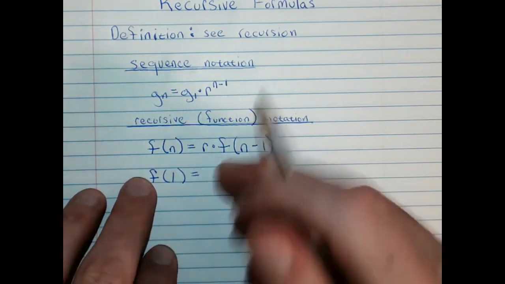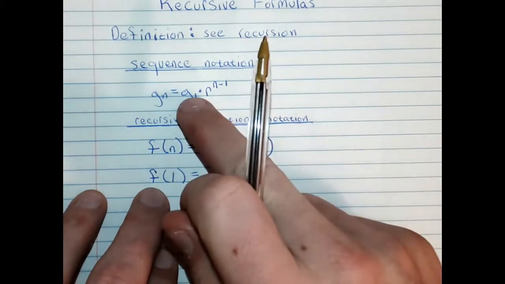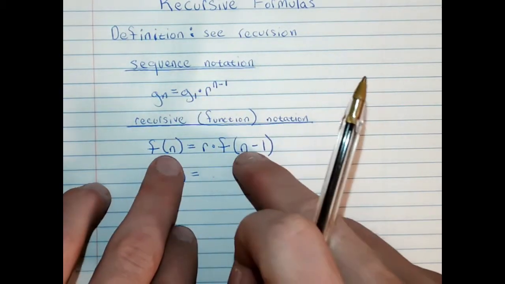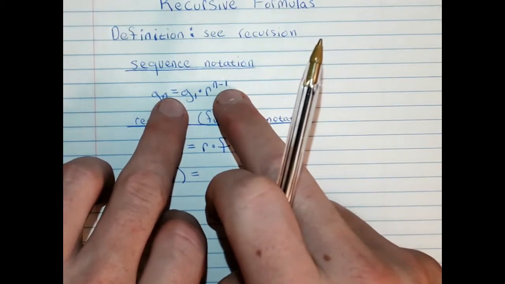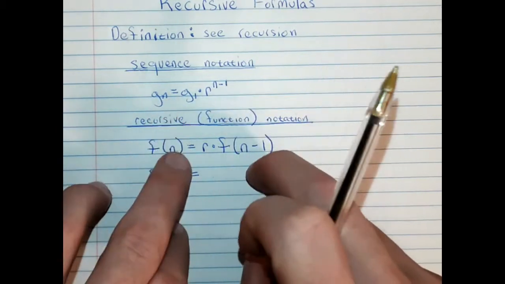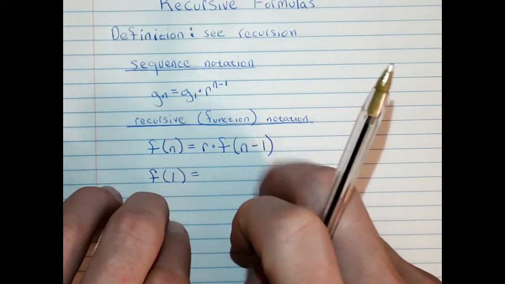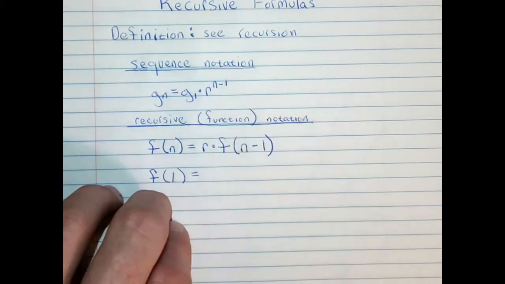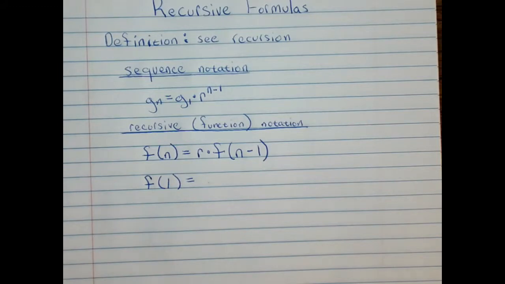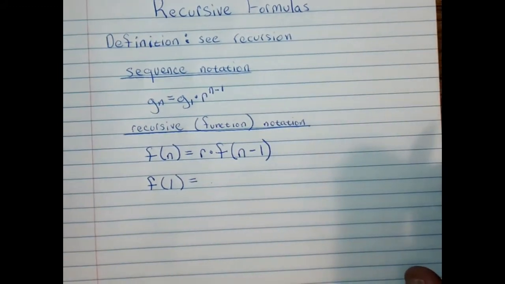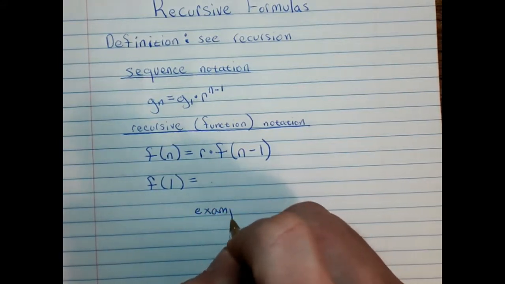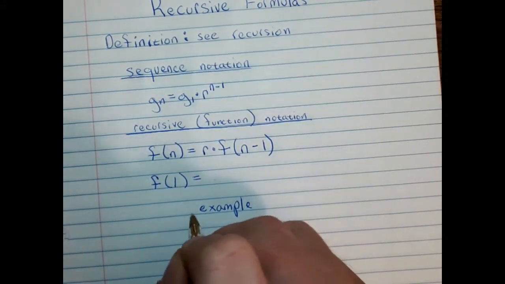So in both cases, we have a first term, we have a common ratio, and then we have this n and n-1 structure where we're looking for a specific term and we're going to use the term that came before it, or in this case the number of terms that came before it, in order to find that term. So we'll do an example and we'll do it in both notations.